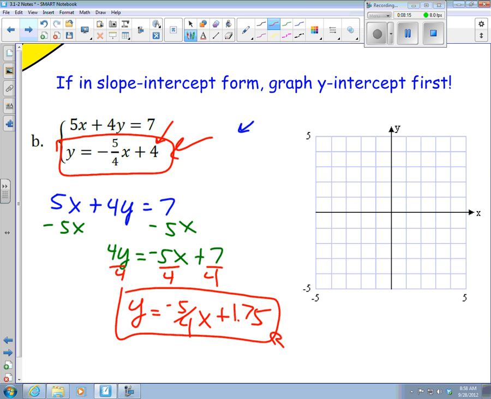I'll graph this first one over here, we'll graph that one in blue. Up 4, and then down 1, 2, 3, 4, 5, over 1, 2, 3, 4, right there. Throwing a line. And there's my line. Graph this bottom one here in red. The one we solved for y, put it in slope intercept form. 1.75 is right about there. Down 1, 2, 3, 4, 5, over 1, 2, 3, 4, right there and right there.